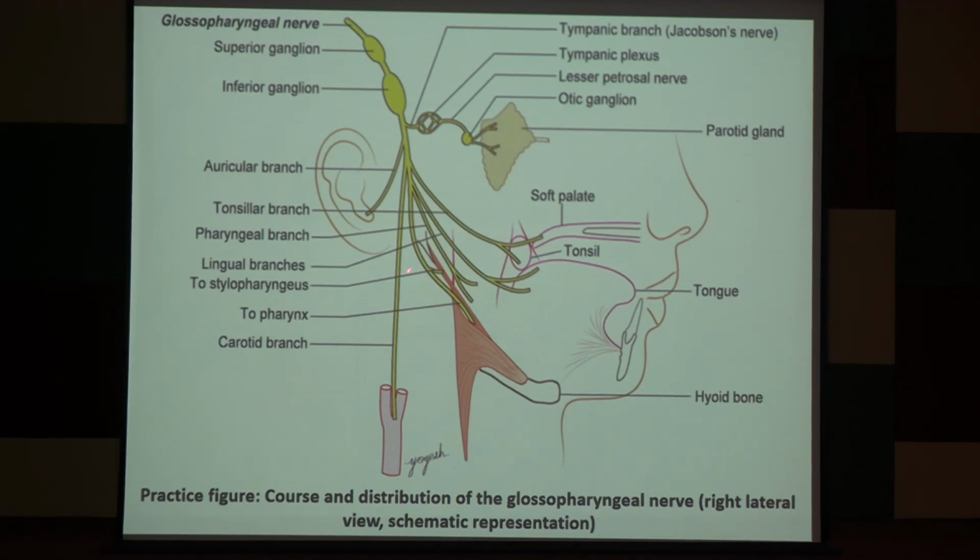Here it is entering into the pharynx in between the superior and middle constrictor, and this is the pharyngeal branch, and this is the branch to stylopharyngeus. This one is the tonsillar branch, and here is the tympanic branch forming the tympanic plexus. It is relaying in the otic ganglion supplying the parotid gland. And the tympanic cavity is also supplied by this nerve.